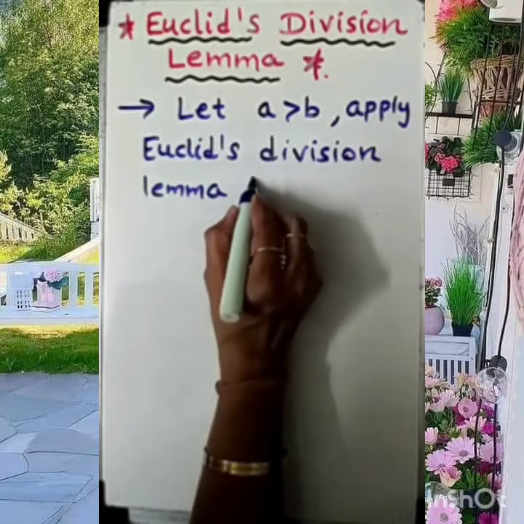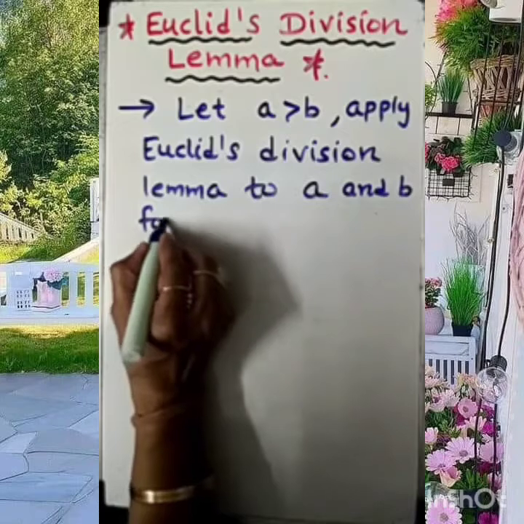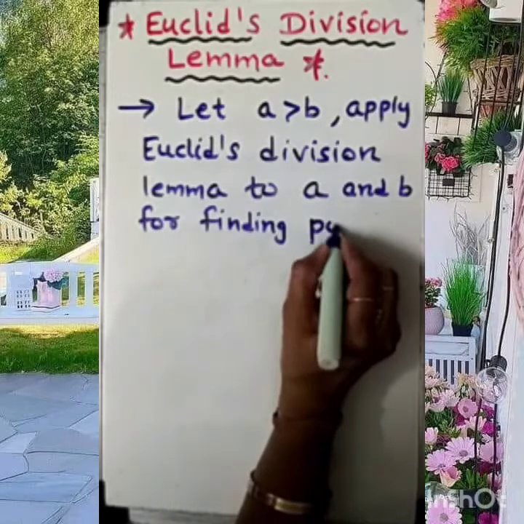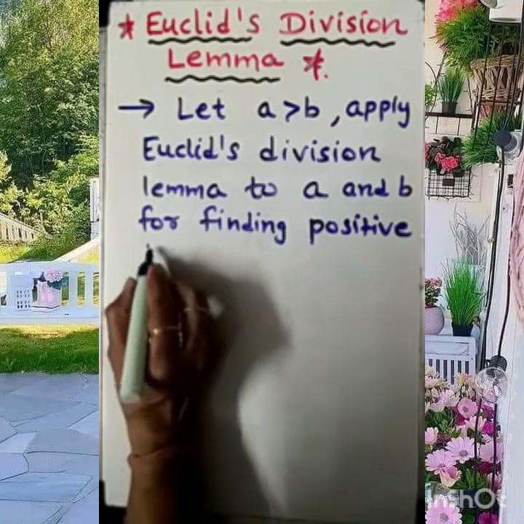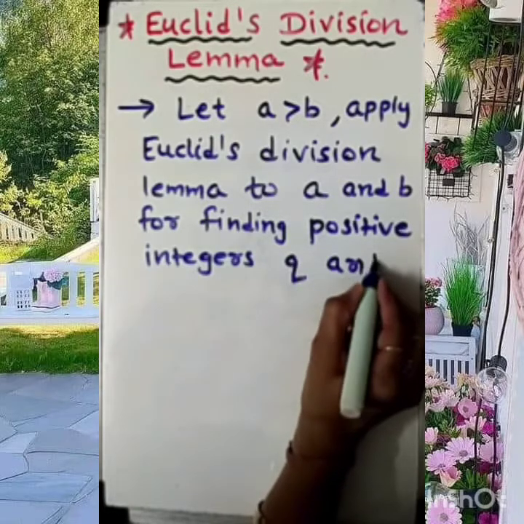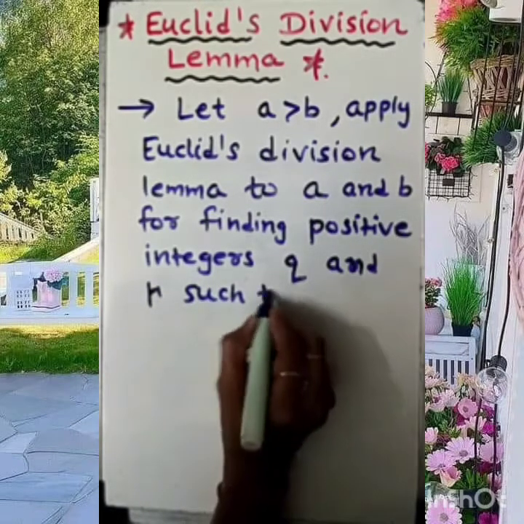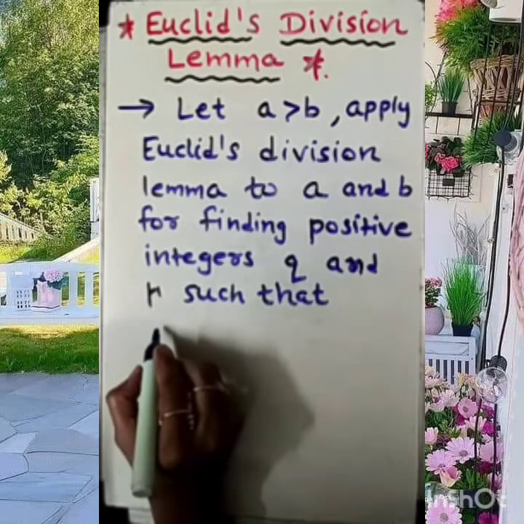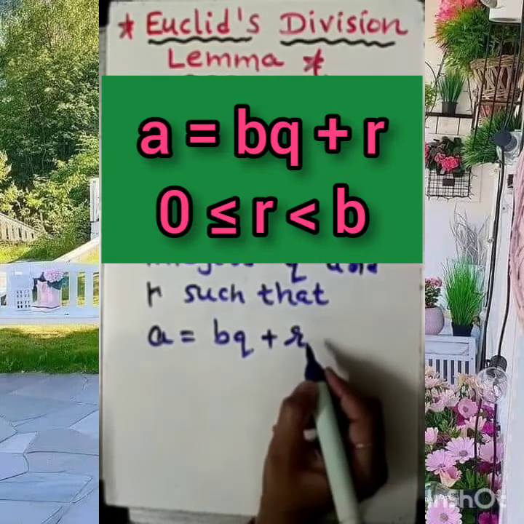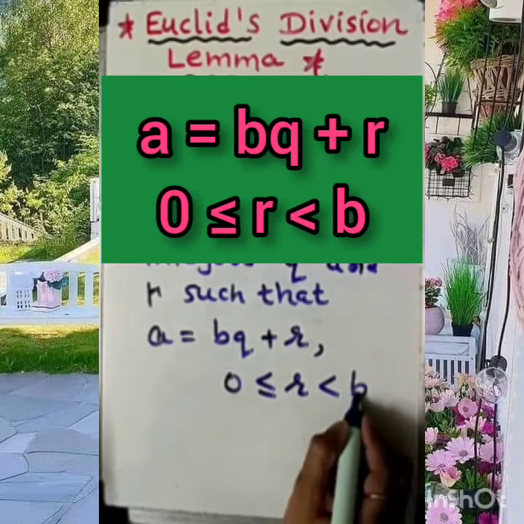A and B, for finding positive integers Q and R such that A equal to BQ plus R, and the condition is 0 less than or equal to R less than B. Keep this in mind, dear students.